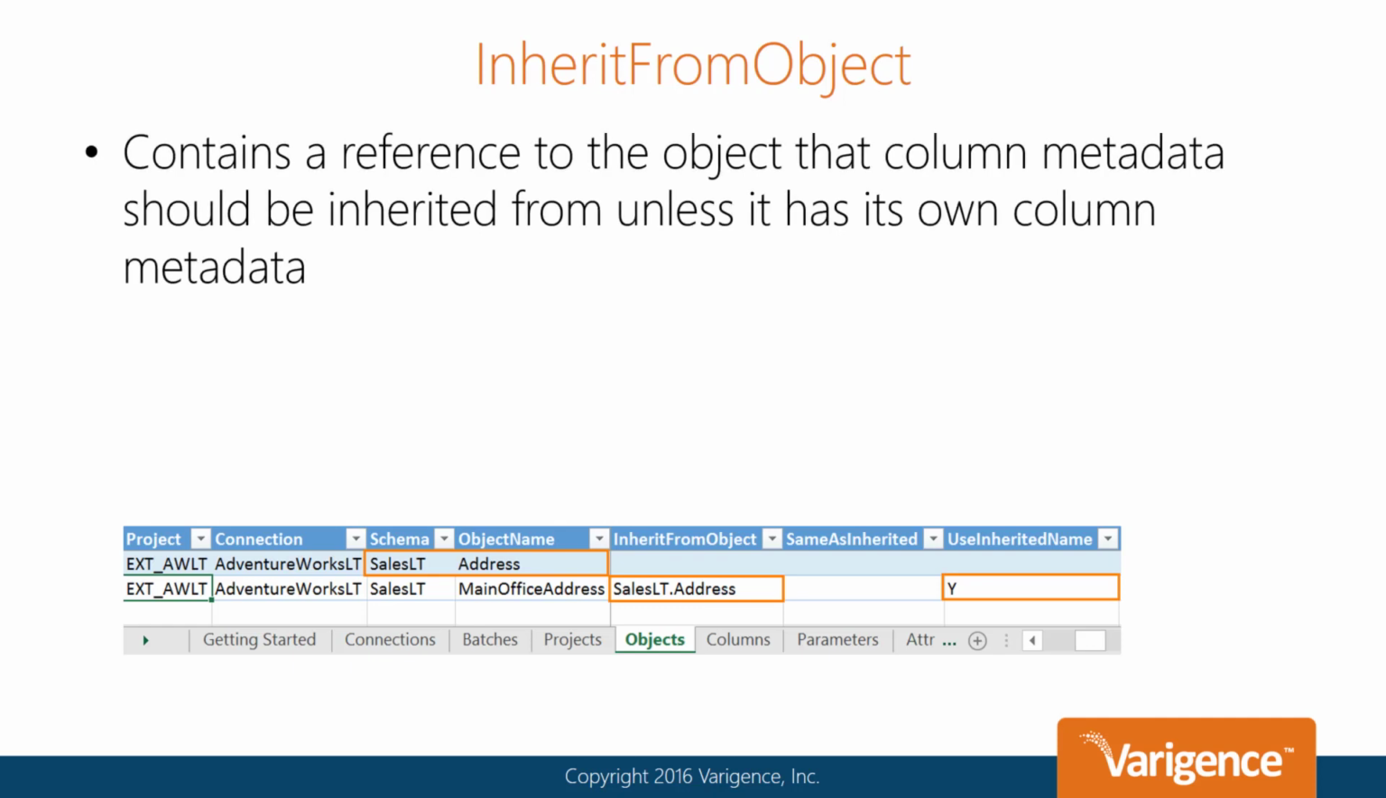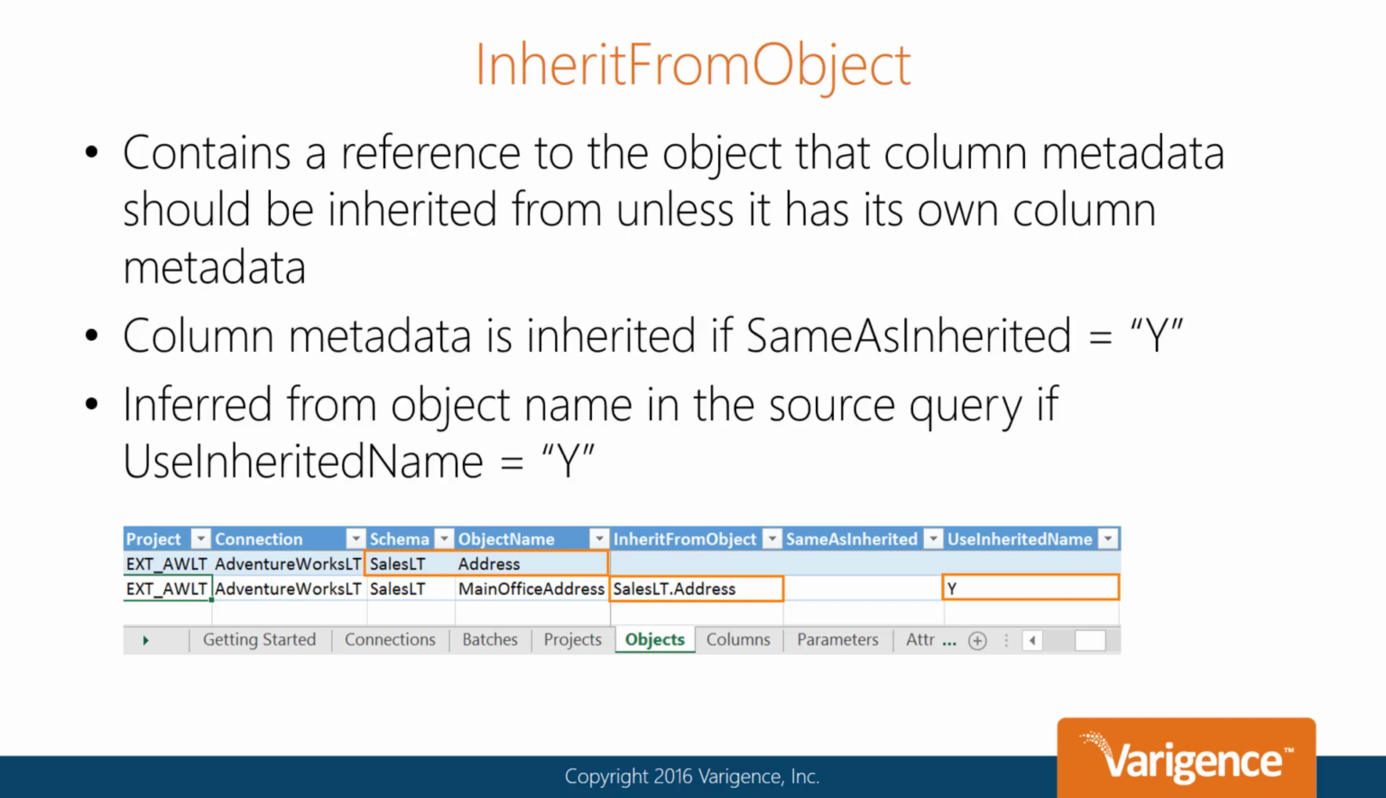So, inherit from object. The first one is called inherit from object, and what it does is it contains a reference to the object it wants to inherit from. If you look at the illustration above, the main office address is saying that I want to inherit my metadata from this address table effectively. So I can create a second metadata entry that says I'm going to be inheriting some or all metadata from the object called address. And then I've got a couple of settings there called same as inherited, which we're going to discuss in a little bit, and use inherited name. In this case, we'll create a source query that's going to extract and stage the data into a table called main office address, but it's going to select from sales LT address.